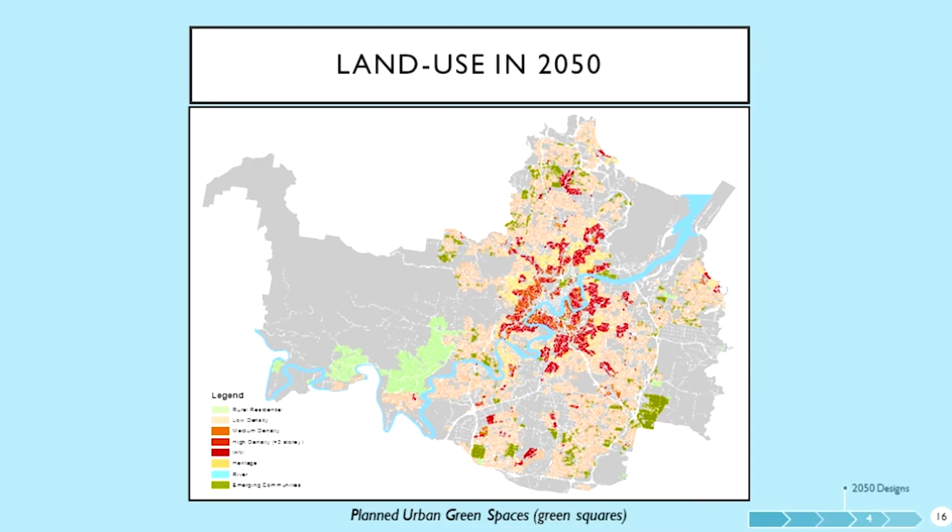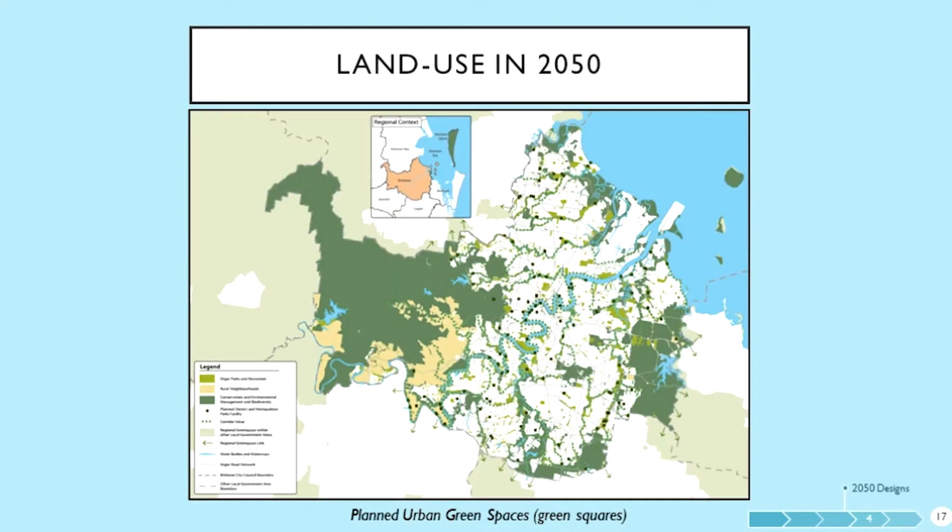So in the red is where we recommend building the infills in the city. You can see that's really centered around the downtown core. And here's a map of the green spaces. The dark green is where there's already the natural conservation in the city, and the light green is where there's the urban spaces. So the little green squares right there is where we recommend building new urban spaces.